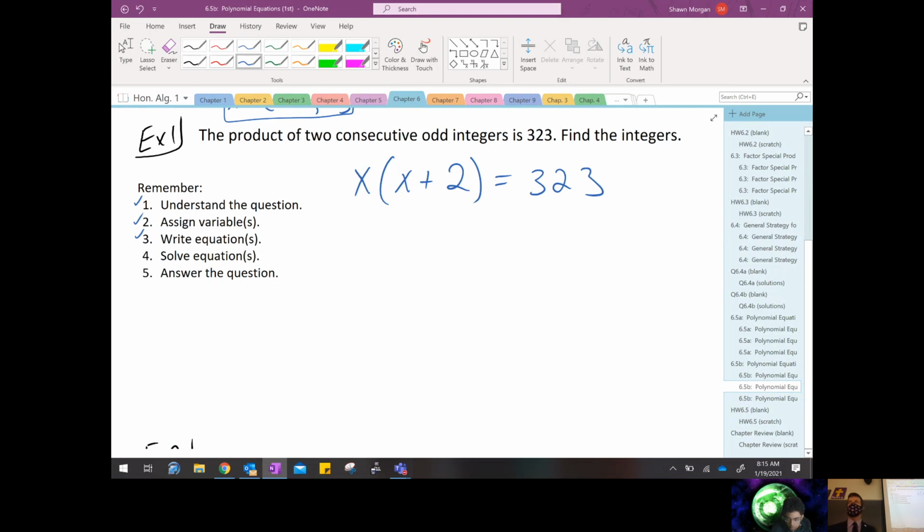What did we practice doing all those times to use the zero property? I should do what to both sides? You just said it right there, Nick. I should subtract 323. Good.